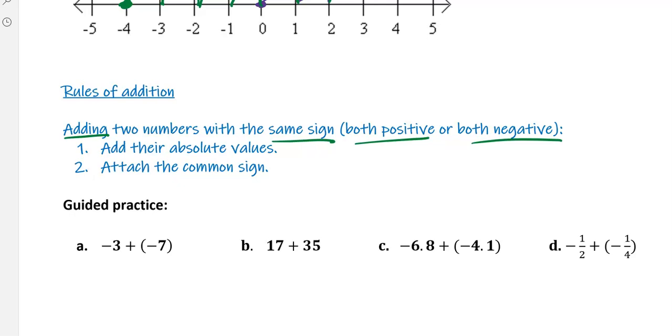So if we take a look here, -3 plus -7. 3 plus 7 is 10, and they're both negative, so the answer is negative 10. 17 plus 35. Well, 17 and 35 are both positive, so the answer is going to be positive, and it's going to be 52, positive 52. All right. Now, -6.8 plus -4.1, they're both negative, so the answer is going to be negative.